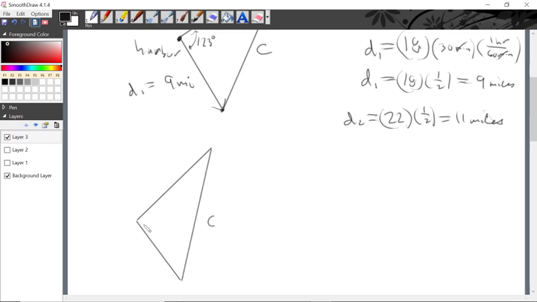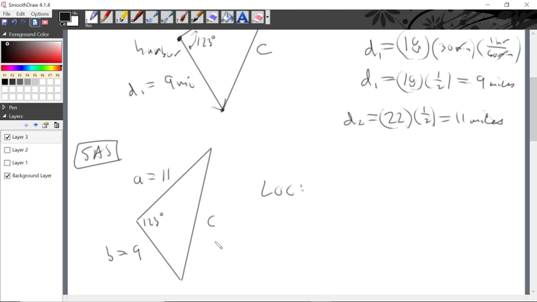We want side length C. We have the 123 degrees here. Let's say I call this A. A is equal to 11, and this B. B is equal to 9. Law of cosines then. Why law of cosines? Because we have a side angle side case. We want to solve for a side when we already have two sides and an angle, so the law of cosines will work for us.